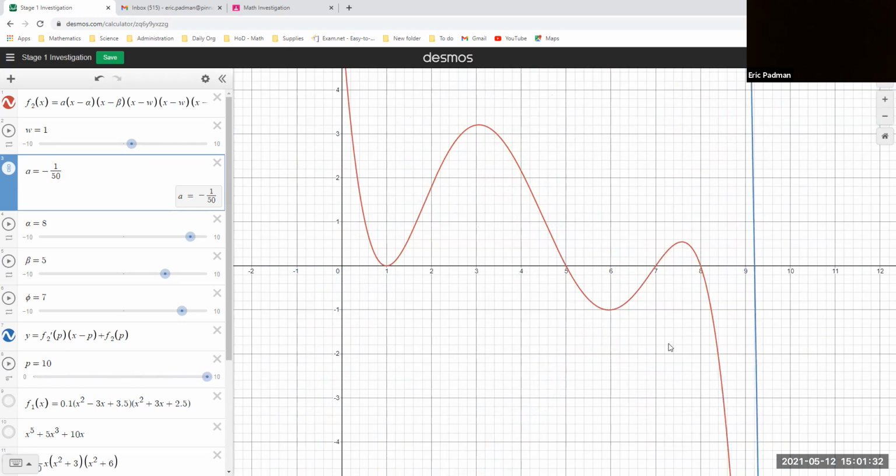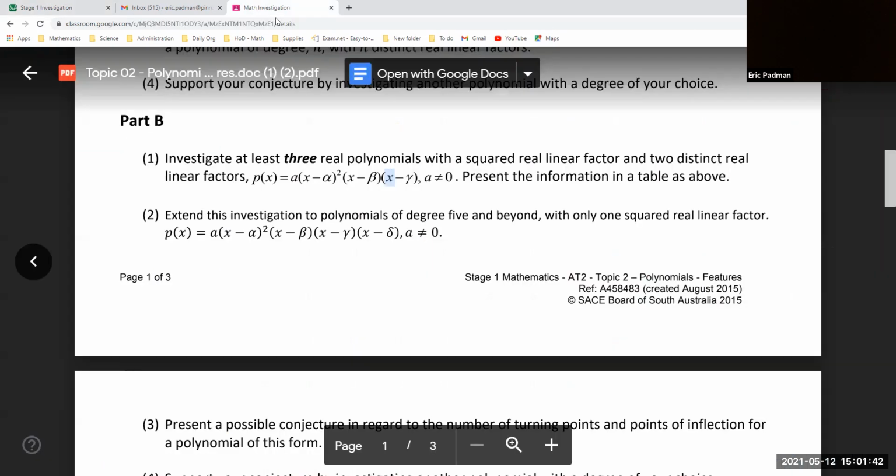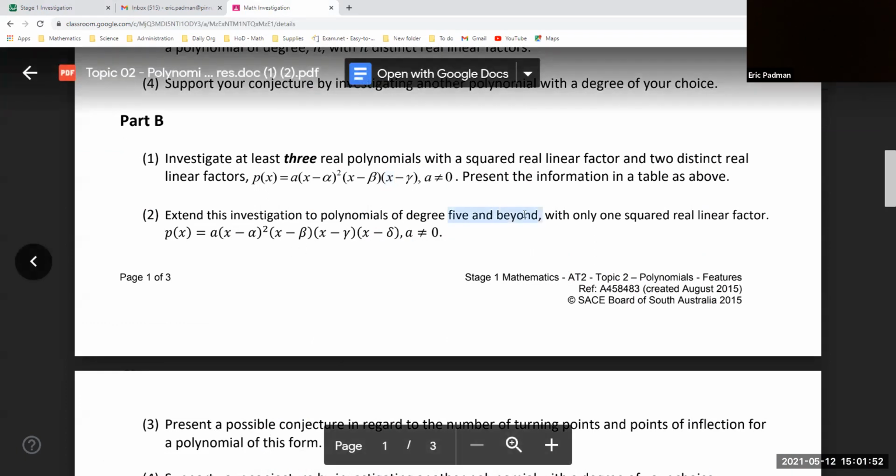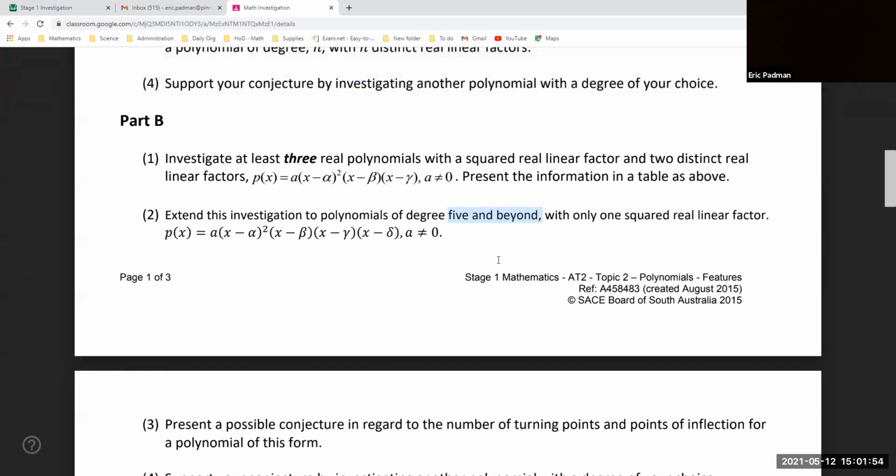So that's pretty much, you might notice a similar trend with what you've observed for part A. So looking at this, so now we're introducing 3 real polynomials of squared factor, linear factor, 2 distinct linear factors, present you an information table above. Okay, yeah, it's order 5. And you can go to order 6. You might see a pattern that's going on there. So degree 5, degree 6.